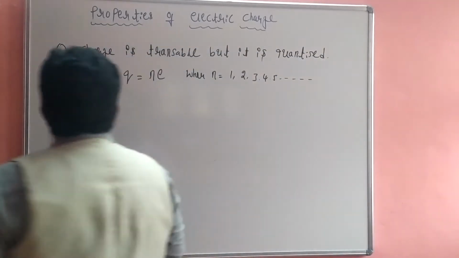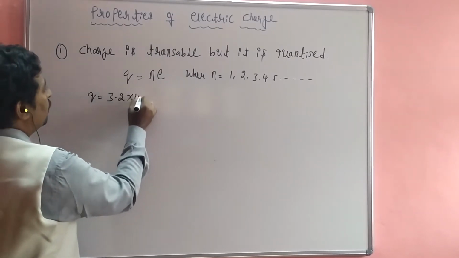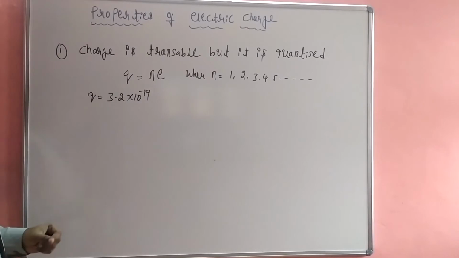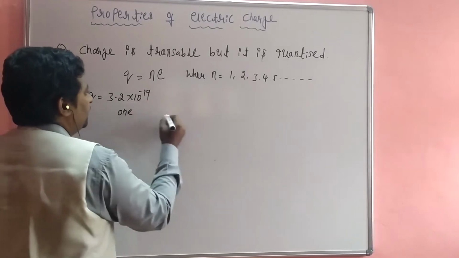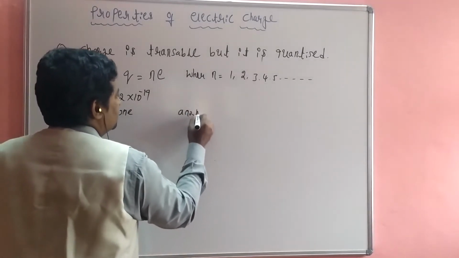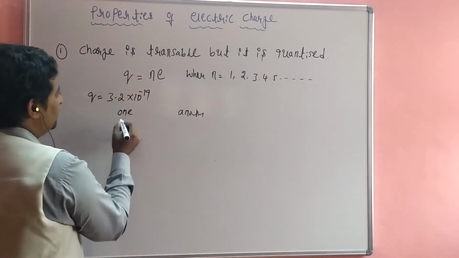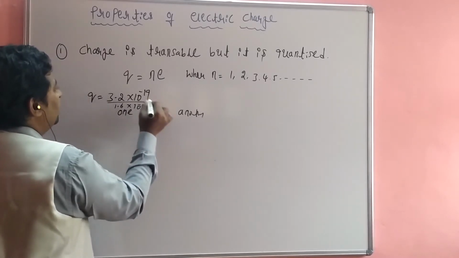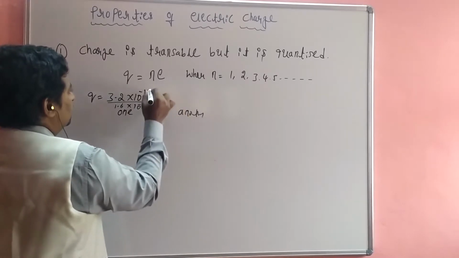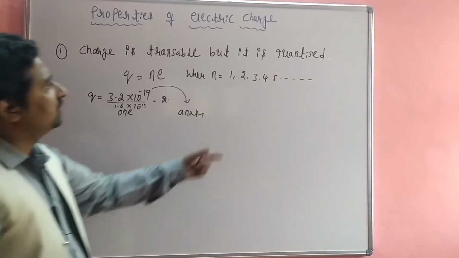Suppose 3.2 into 10 to the power of minus 19 coulomb of charge is transferred from one body to another. Why is this possible? Because dividing 3.2 by 1.6 into 10 to the power of minus 19, the terms cancel and the value is 2. That means 2 electrons flow. That is what it means for charge to be quantized.